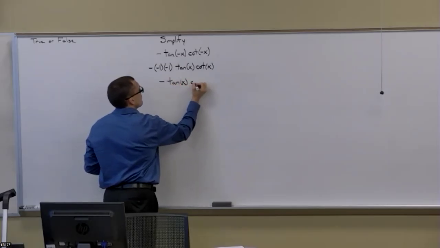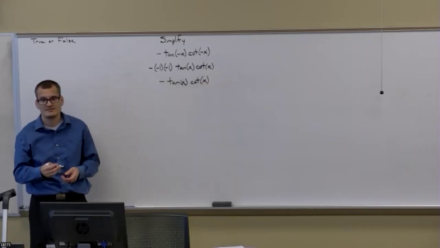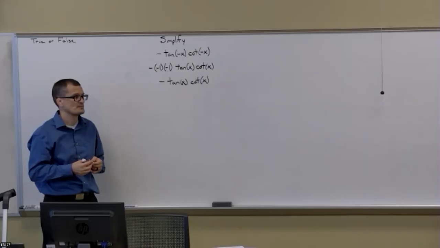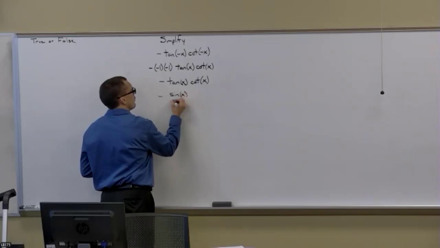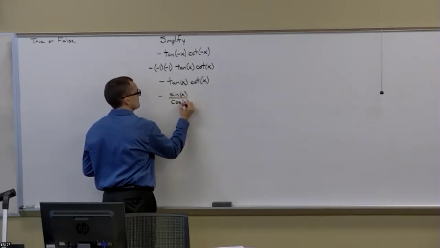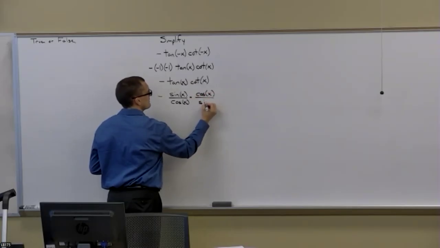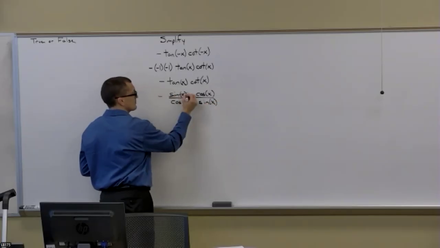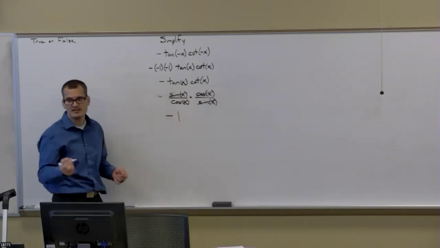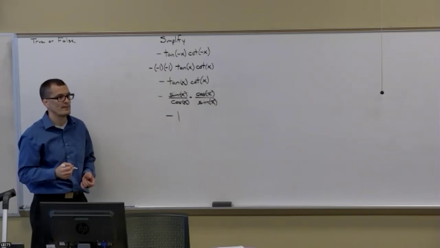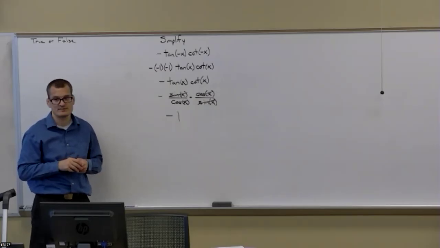Of x. What's tangent times cotangent and why? Tangent is sine over cosine and cotangent is cosine over sine. Okay, so sine over cosine times cosine over sine. So it's just 1. And yeah, so we get a lot of these canceling out. So we get -1 as my final answer. That's the simplified version of the negative of tangent of negative x times cotangent of negative x.